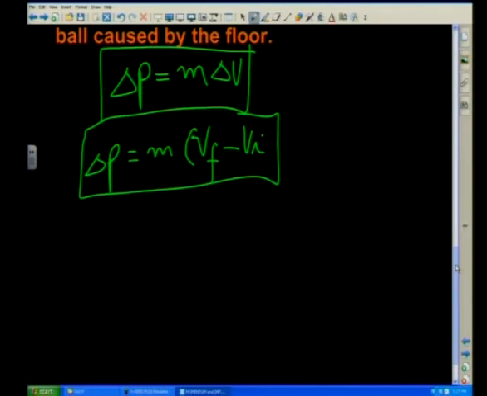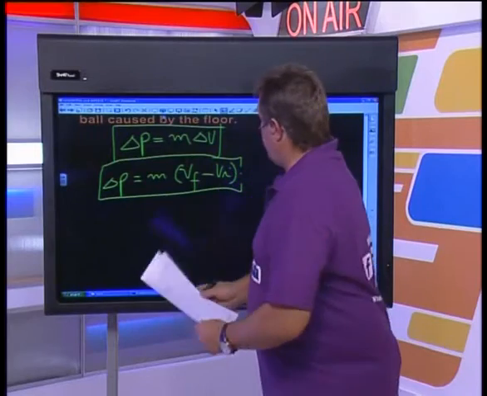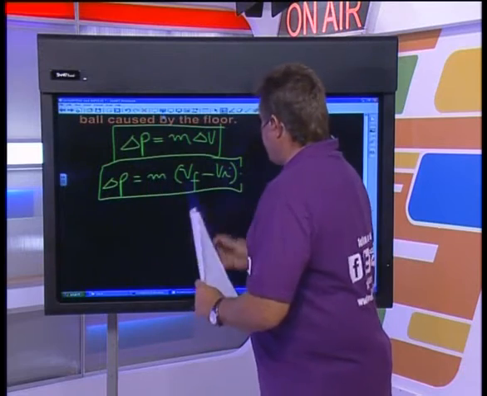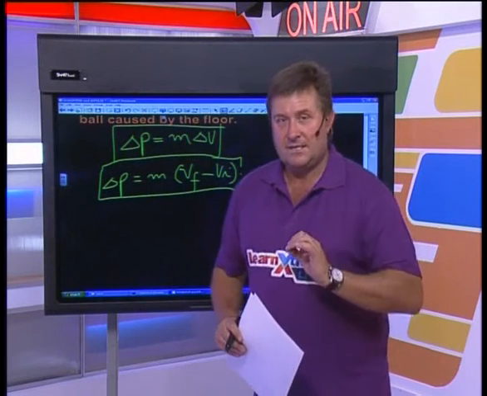Let's bring it back. There it is. It doesn't matter which equation you use. Both of them are absolutely identical. Okay. So if you're quite happy just to put delta P is equal to m delta V as your equation, or delta P equals m Vf minus Vi, they are identical.